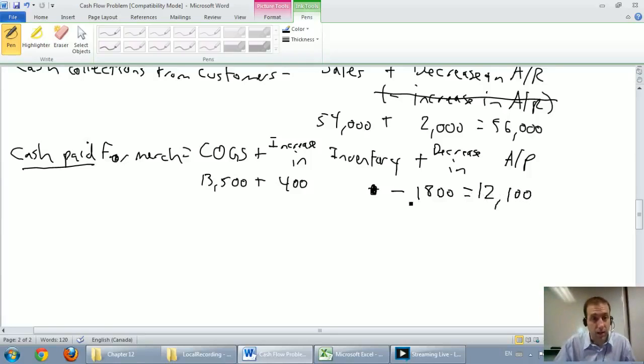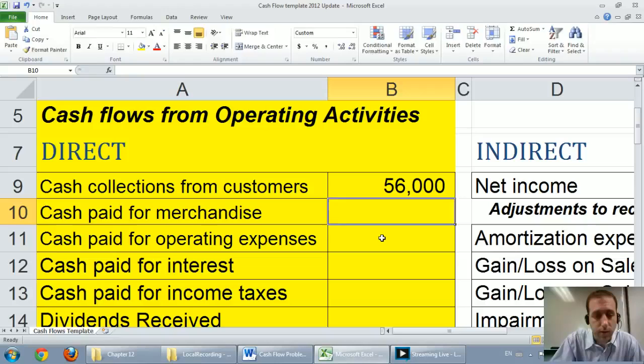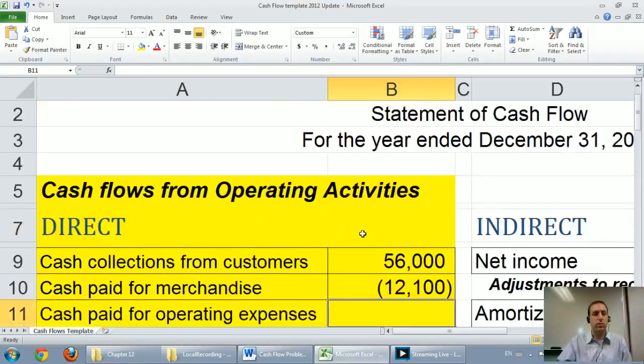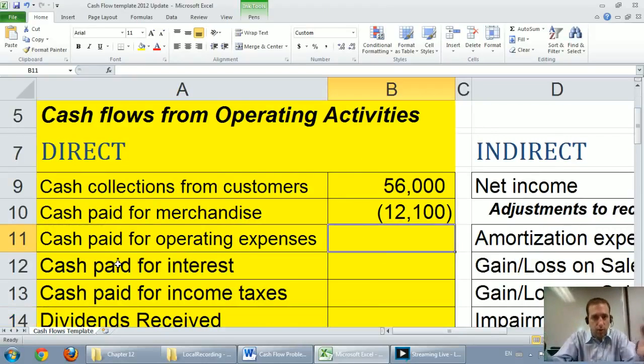So I'm going to fill that into my chart. My cash paid for merchandise was $12,100. Now, I fill this into my chart as a negative number. And the reason I do that is whenever I read cash paid, I see that as a cash outflow. Cash inflows will be positive numbers on this financial statement. Cash outflows will be shown in brackets as a negative number.